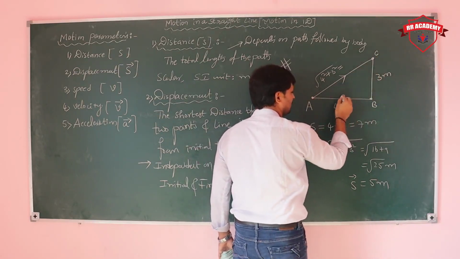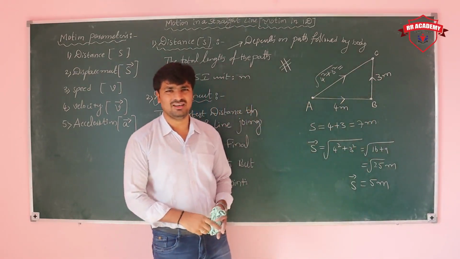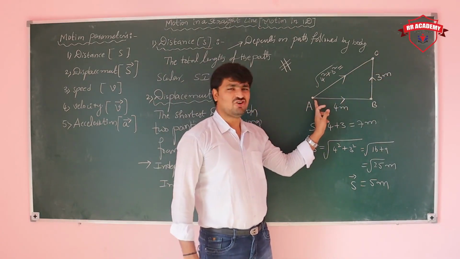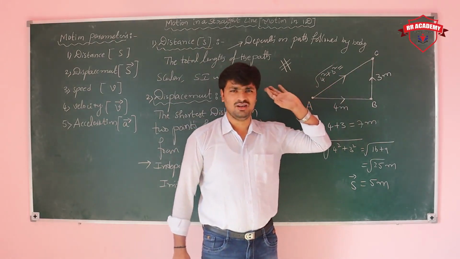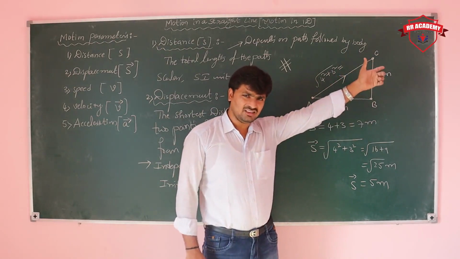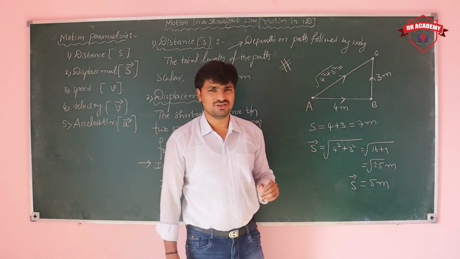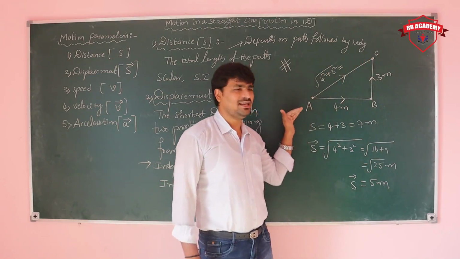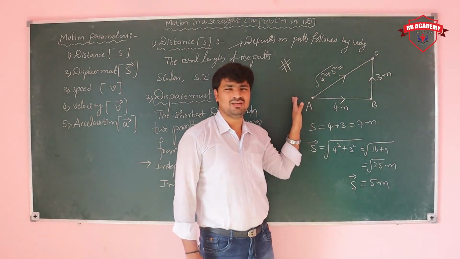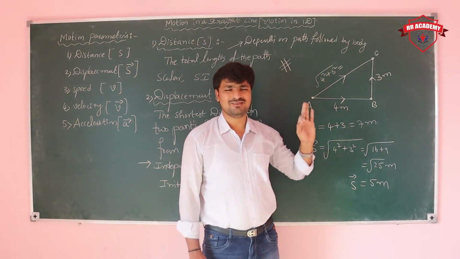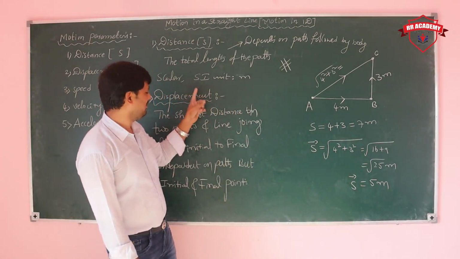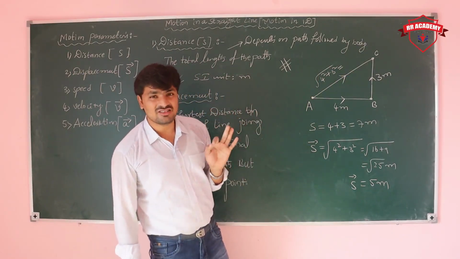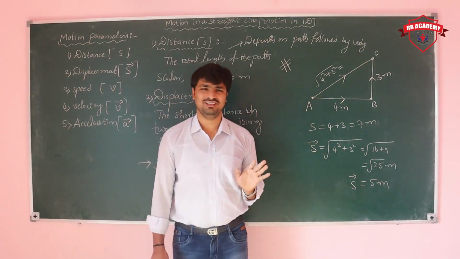Now see, displacement is independent of path. Whichever way, A to B and B to C, from here to here and from here to here, but displacement is independent of path. It's creating a new path, and there we are only joining the line from initial to final. So that goes to the displacement. So see here once again, distance depends on path, displacement is the shortest distance between A and C. So that is simply the example of how displacement depends on initial and final point and is independent of path, but distance depends on path followed by the body.